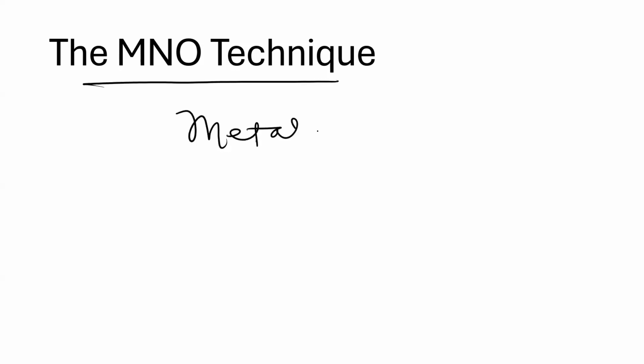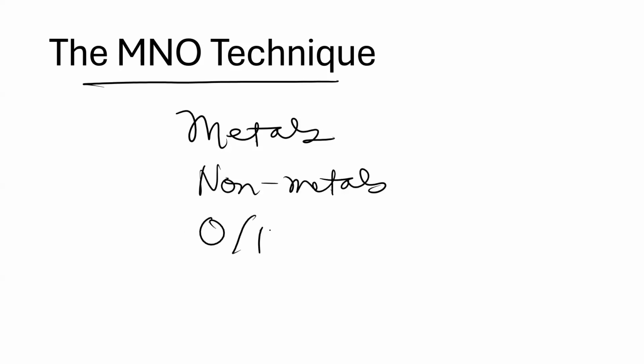So just a refresher about the MNO technique that we learned before. When balancing chemical equations, we first balance the metals, right? Then the non-metals, and oxygen and hydrogen atoms will be the last atoms that we'll balance in our chemical equation, right? So keep this in mind. This would be handy and very important for you to master balancing chemical equations.